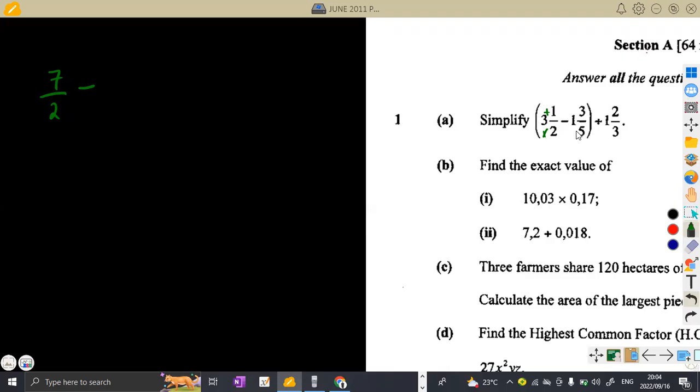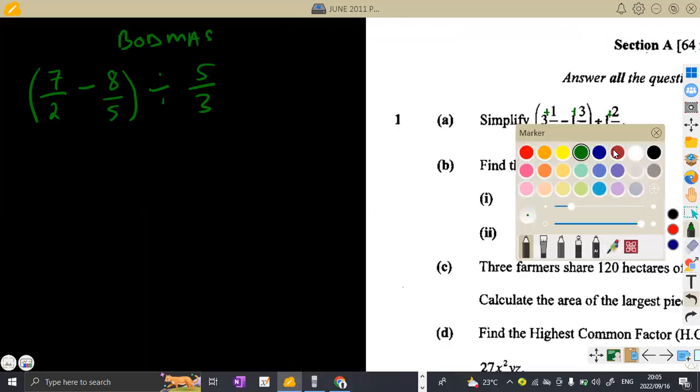Minus, we do the same: 1 times 5 is 5, plus 3, which is 8. So it's going to be 8 over 5, like this. This is still in a bracket. Whatever we get, we divide by the other fraction: multiply and add, 3 plus 2 is 5, so this is 5 over 3. From the information we are given, you remember your BODMAS. Let us write down our BODMAS here. From our BODMAS, we have brackets first, which means we are going to simplify the brackets.